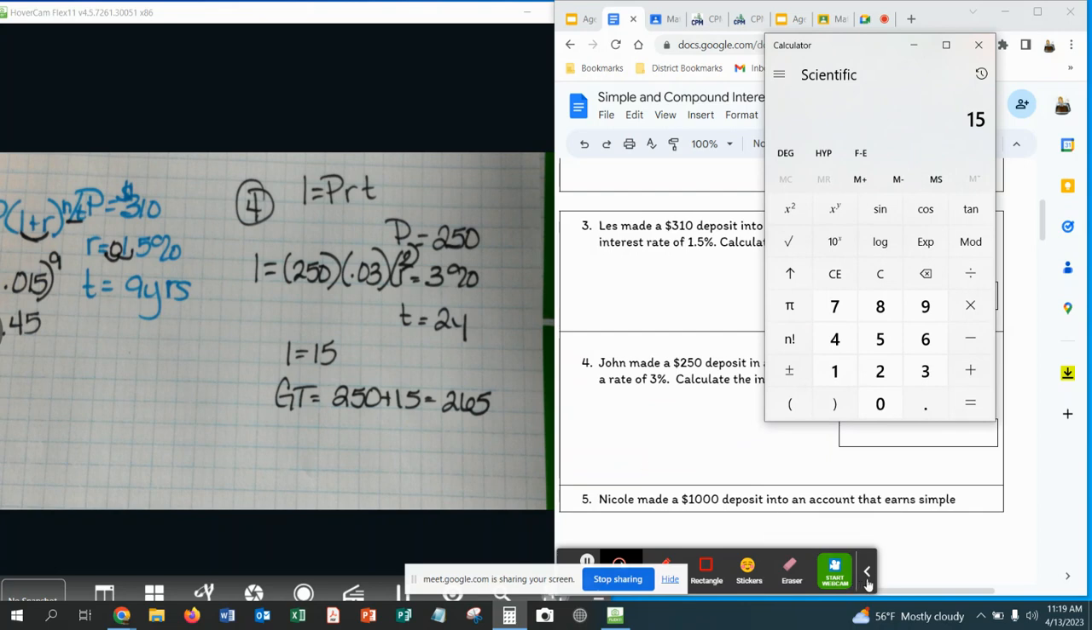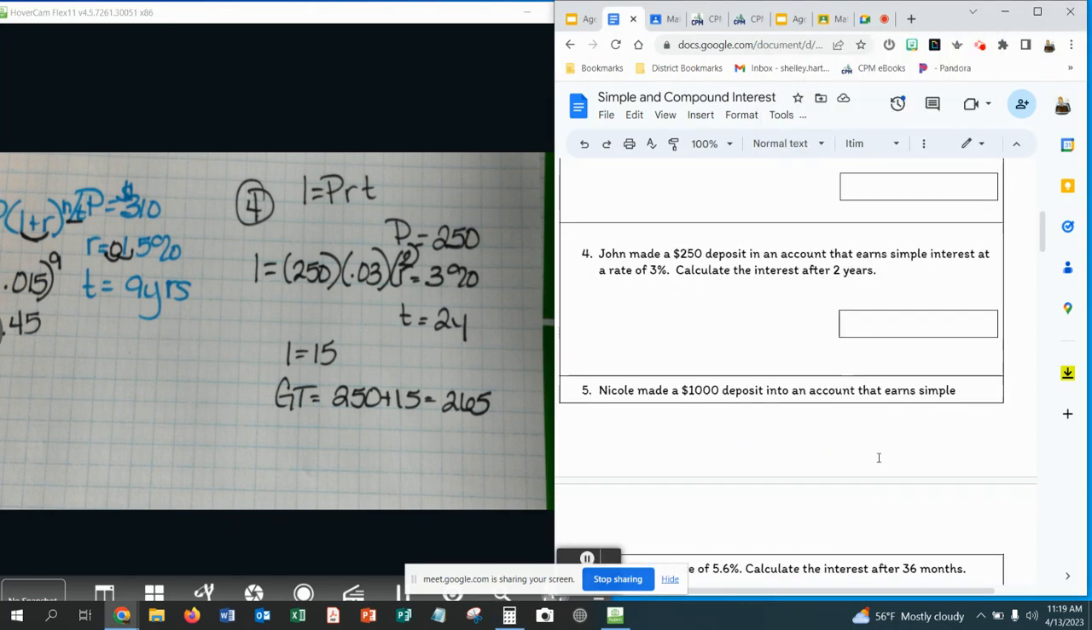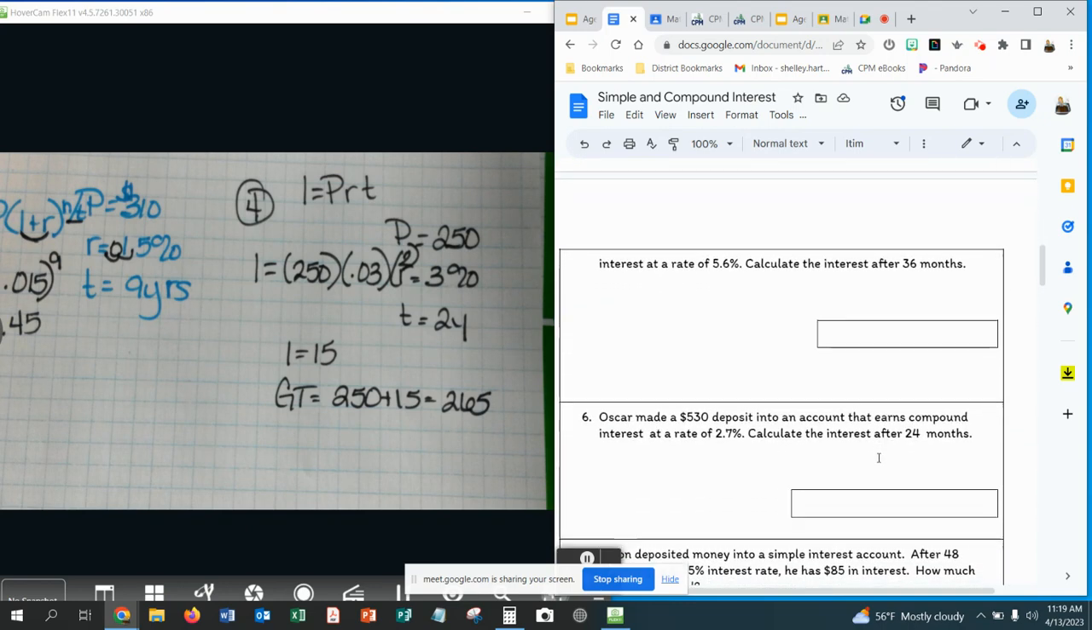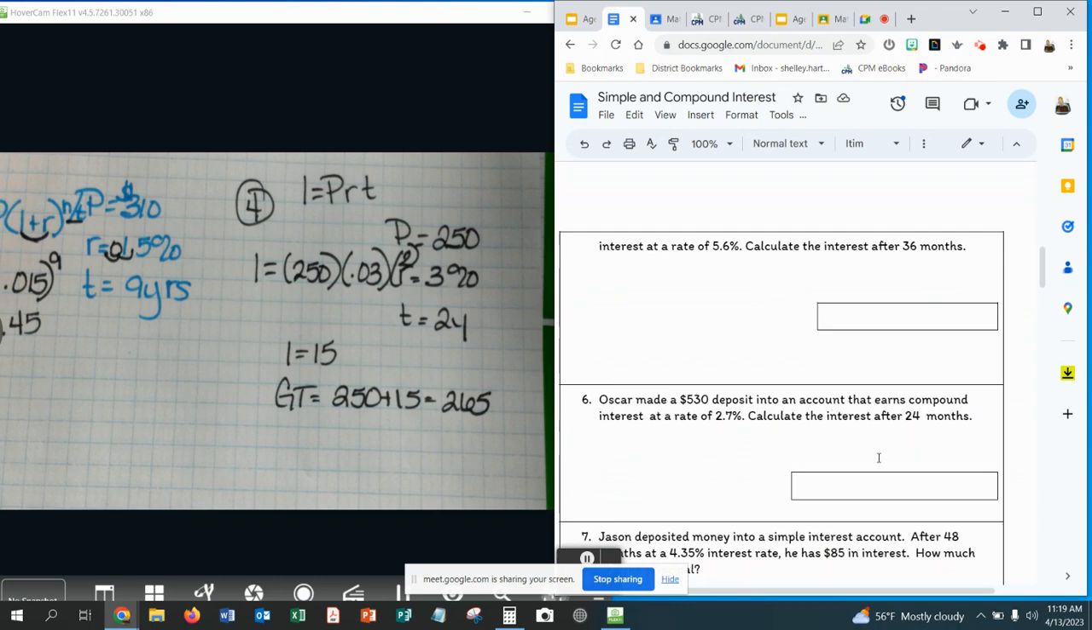Questions for me? Great. Now, I'm going to move past the next two problems just because they're the same. Notice something. These problems use months. Make them into years. Like you've got 36 months. That's 3 years. 24 months is 2 years. Does that make sense? Great.